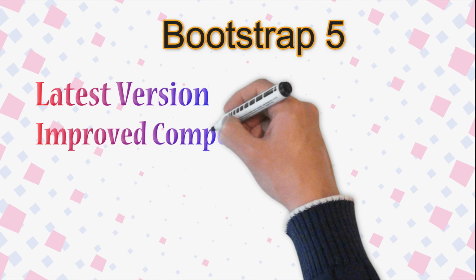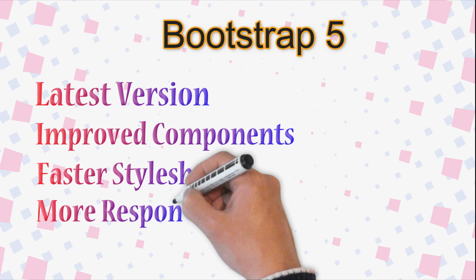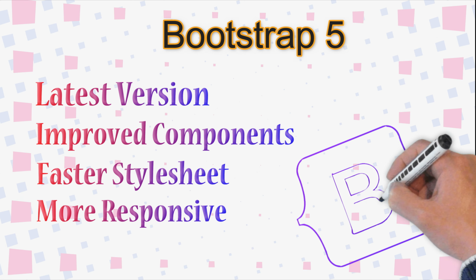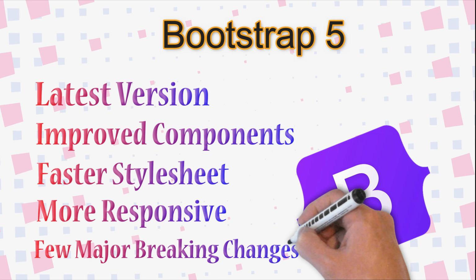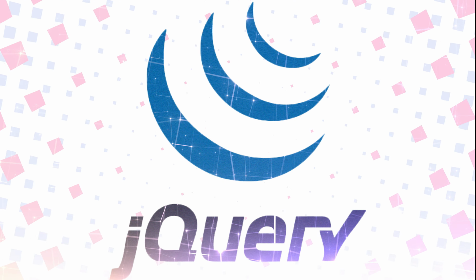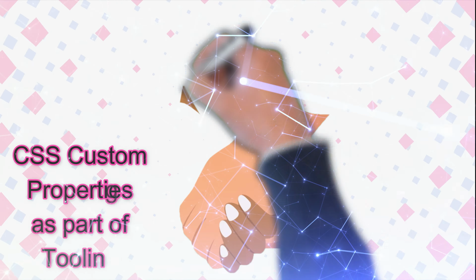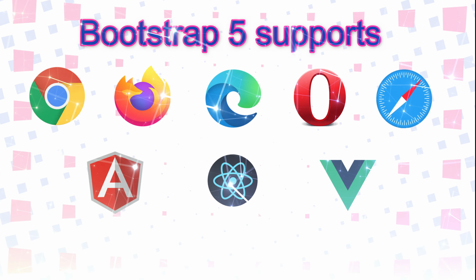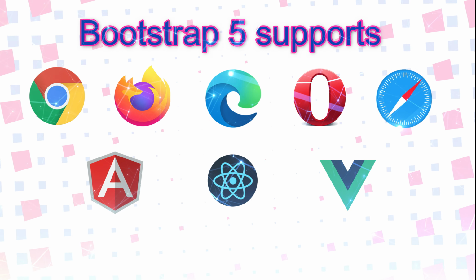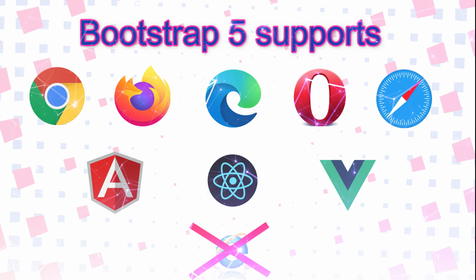Bootstrap 5 is the latest version of Bootstrap with improved components, faster style sheet and more responsiveness. It is focused on improving Bootstrap version 4 codebase with a few major breaking changes. It has dropped jQuery for regular JavaScript and embraced more future-friendly technologies like CSS custom properties as a part of tooling. Bootstrap 5 supports the latest stable releases of all major browsers and platforms. However, Internet Explorer and old browsers are no longer supported.